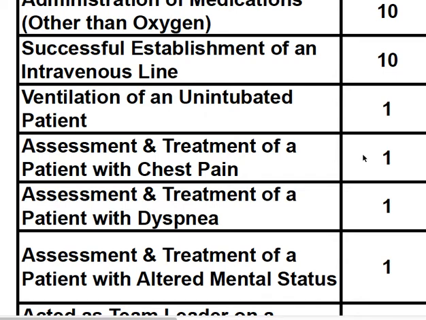Also, same thing, assessment and treatment of a patient with dyspnea. That's one. So this is another one where you can give oxygen, you start an IV, and if you give them an albuterol treatment and then give them an Atrovent treatment, that's 2 administrations of medications there, okay?